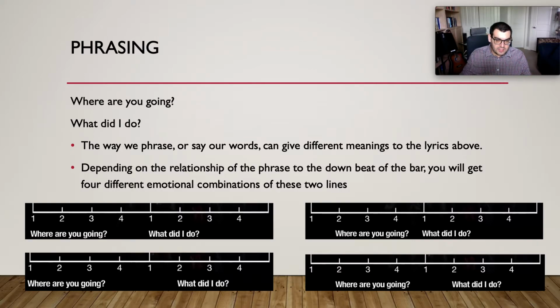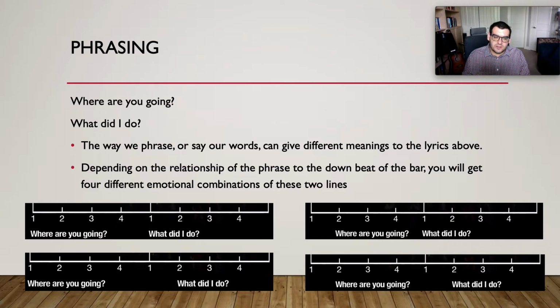If we put where are we going, what did I do, right on the downbeat here. Here we go. 1, 2, 3, 4. Where are we going? What did I do? Again. Where are you going? 3, 4. What did I do? 3, 4.